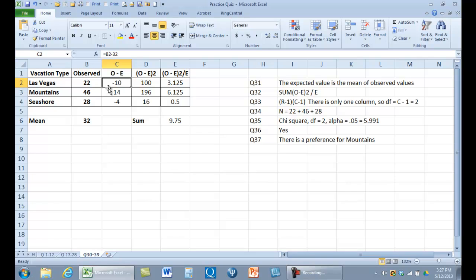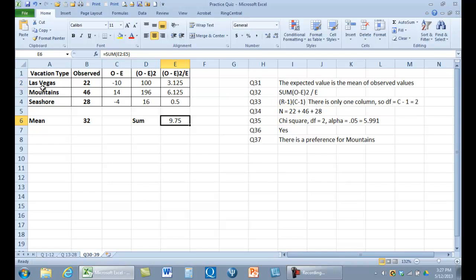And so we make our column here, we square it, we then divide by the expected value. This is how we compute chi-squared. We're going to get these three values for each of our selections: observed minus expected, squared, divided by expected. That adds up to 9.75. Our degrees of freedom is going to be 2.